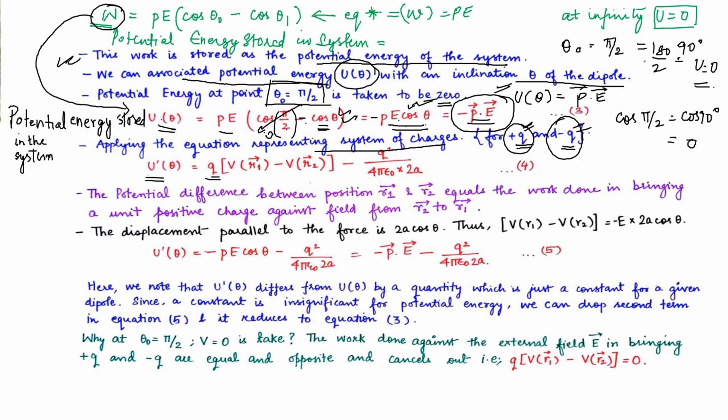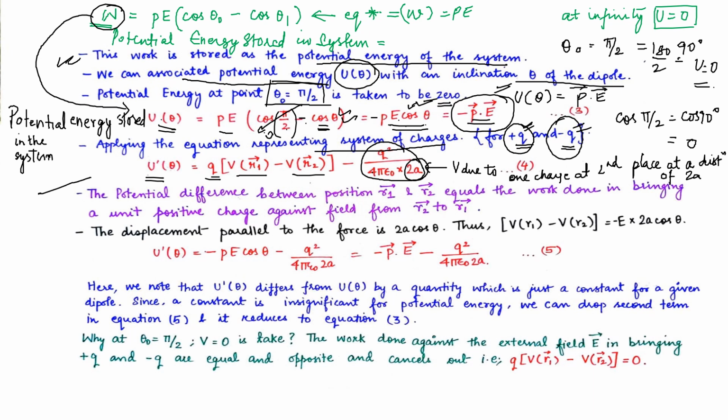So U'(theta) gives us q into V at r1 minus potential at r2, minus q square by 4 pi epsilon naught into 2a. This is the potential due to one charge at the second charge placed at a distance of 2a. See over here, it is 2a.